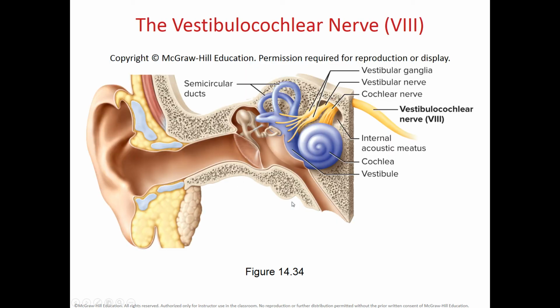Cranial nerve number 8, vestibulocochlear, has two subdivisions. It has the cochlear nerve and the vestibular nerve that merge. So this is the cochlear and this is the vestibular to form the vestibulocochlear. So we hear with the cochlear nerve, and we maintain balance with the vestibular branch of the vestibulocochlear nerve.